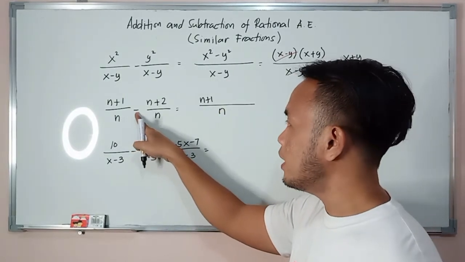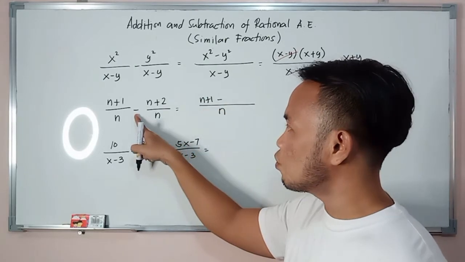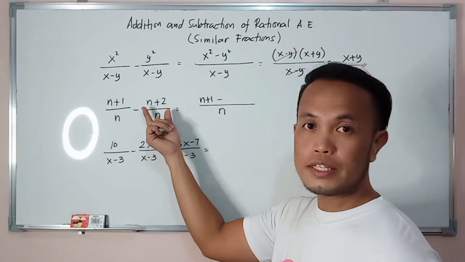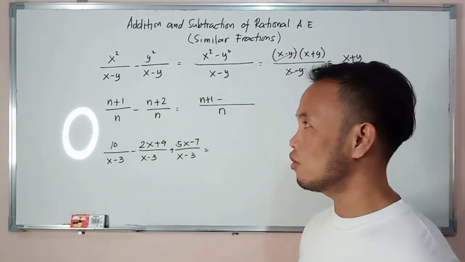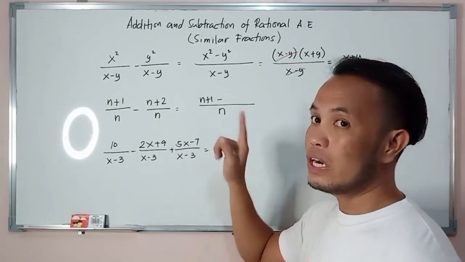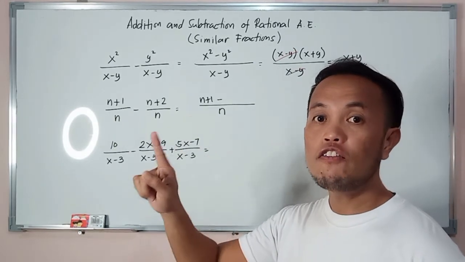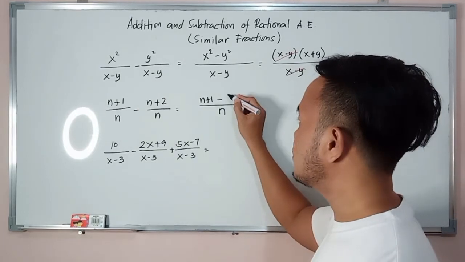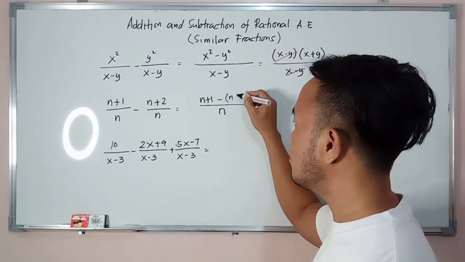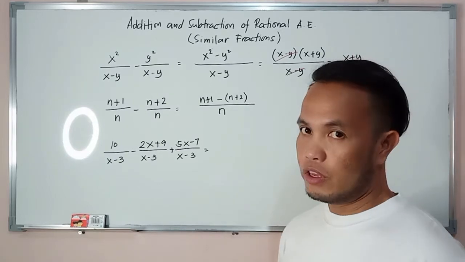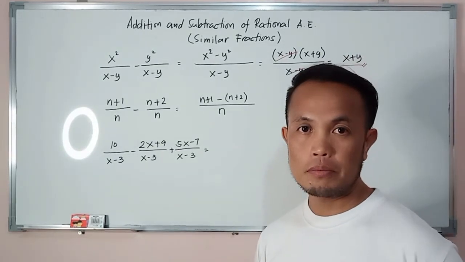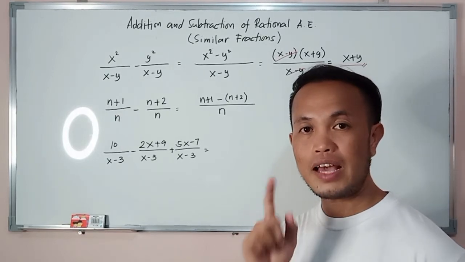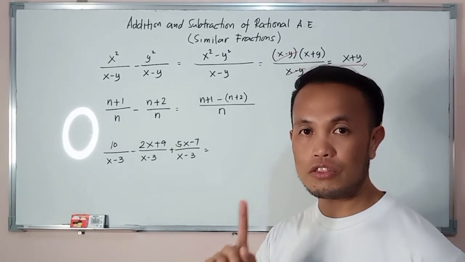Then, we copy the operation minus, and we need to enclose our numerator in the second fraction with a parenthesis, because, as I've said, the minus will determine the sign of the terms in the second fraction. So we have, enclosed with a parenthesis, n plus 2. But if addition, there is no need for us to enclose with a parenthesis, because the sign plus will never change the sign of the terms.